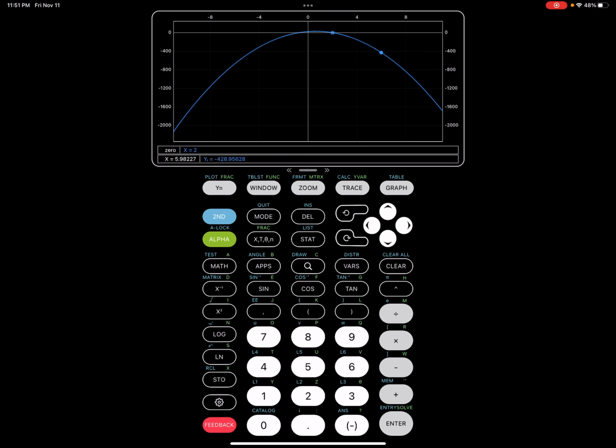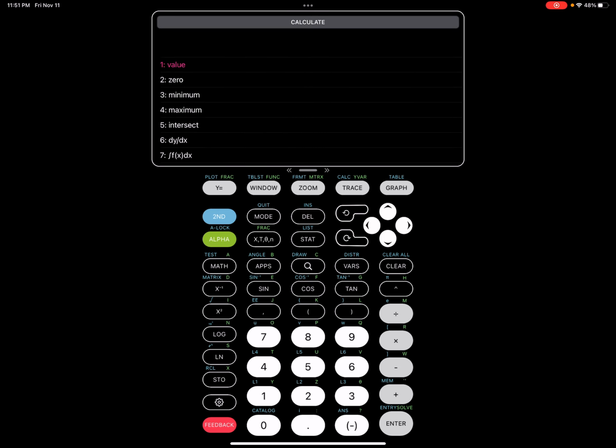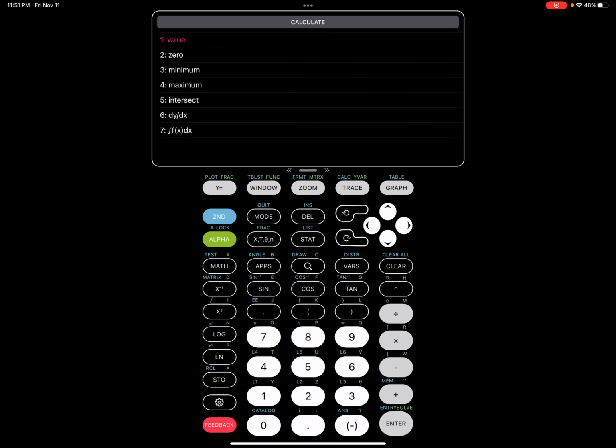Now, I'm looking for the maximum, right? I want to find the maximum of this parabola. So I'm going to click second, trace. This goes to the calculate menu. I want you to notice there's a whole bunch of different things here. There's value, zero, minimum, maximum, intersect, dy/dx, and the integral of f of x. 6 and 7 are calculus things, but 1 through 5 are things we can use in algebra.